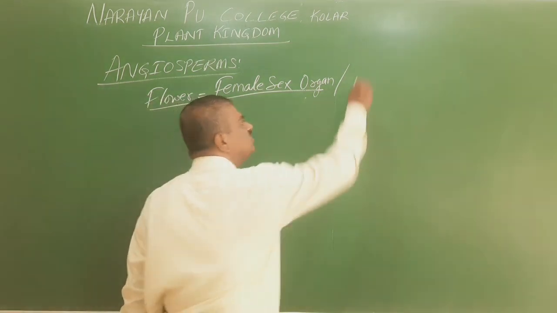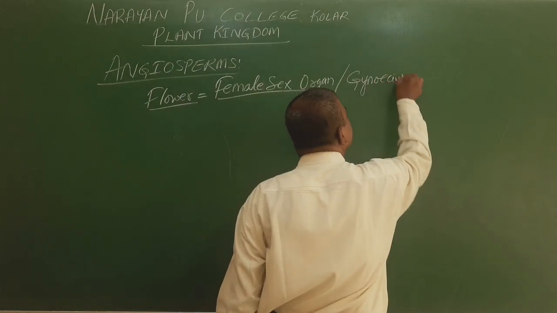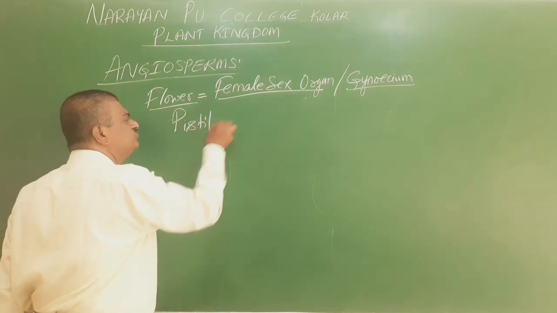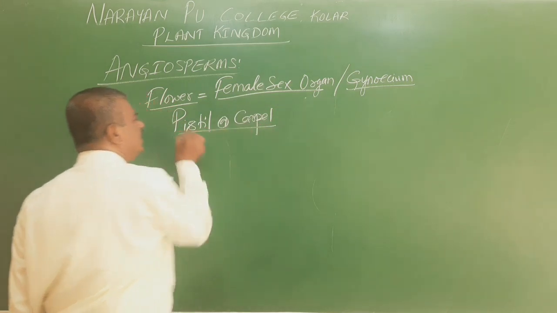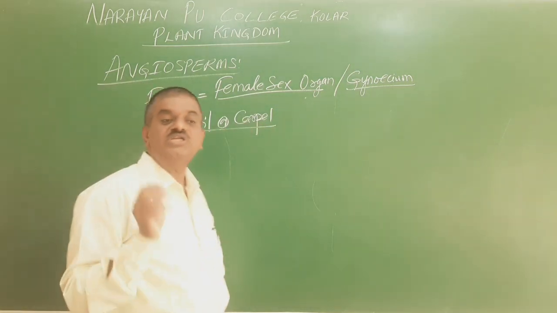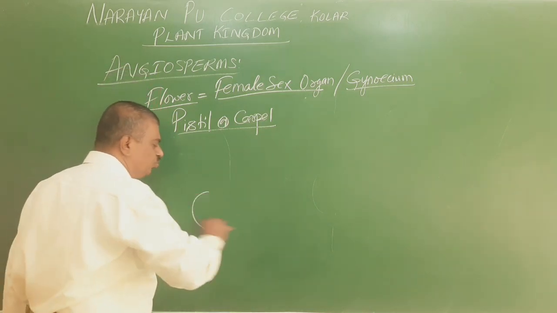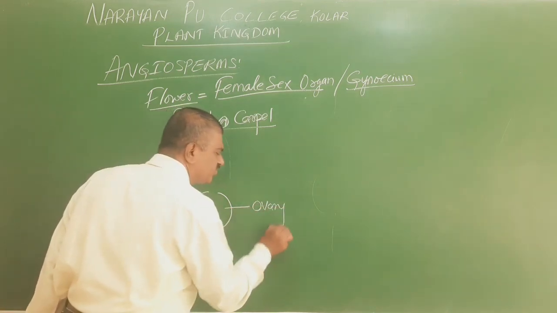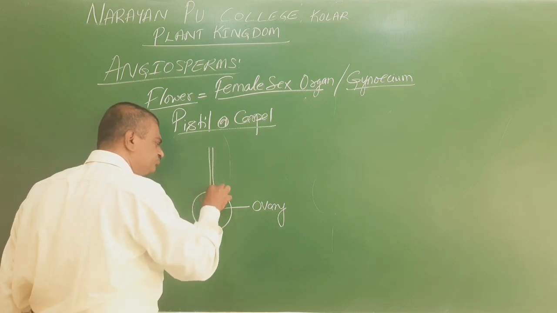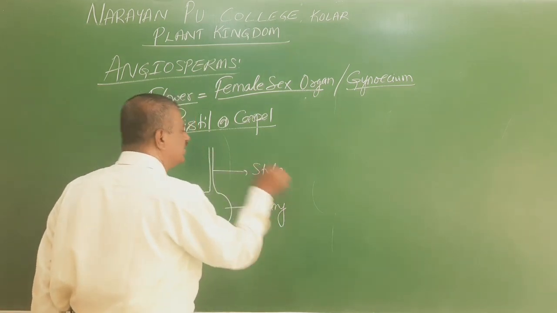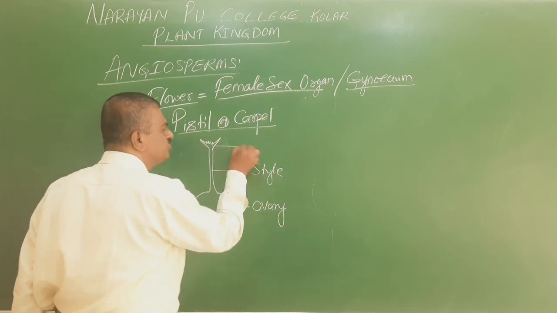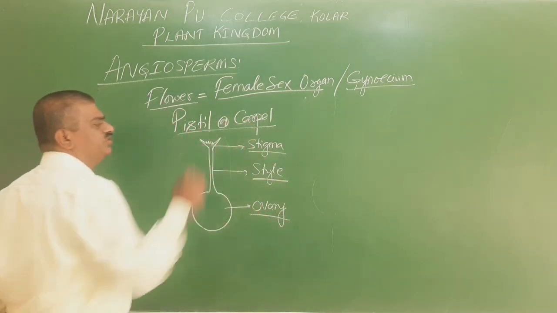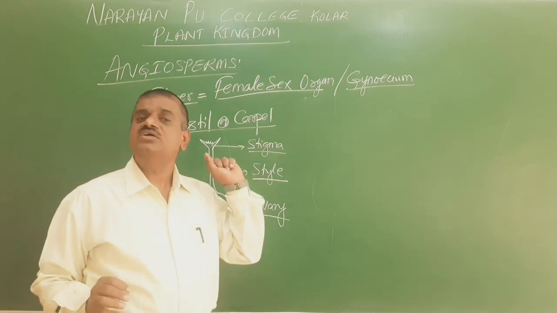The female sex organs are called gynoecium. Here the pistil or carpel is called the unit of gynoecium. The pistil or carpel has three parts. One is the ovary, the second one is the style, and the third one is the stigma. So the carpel has the presence of ovary, style and stigma.